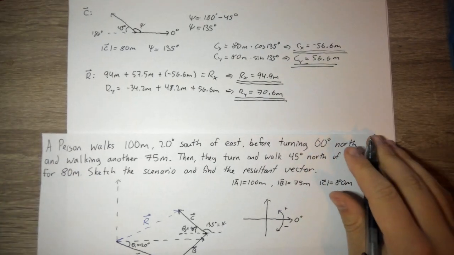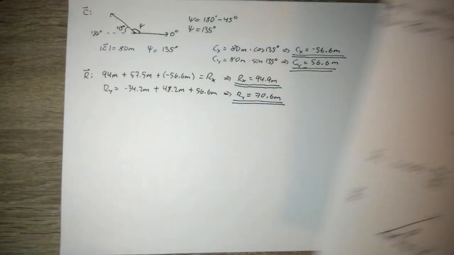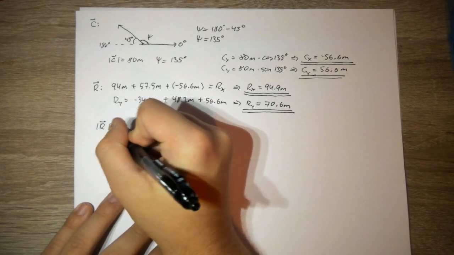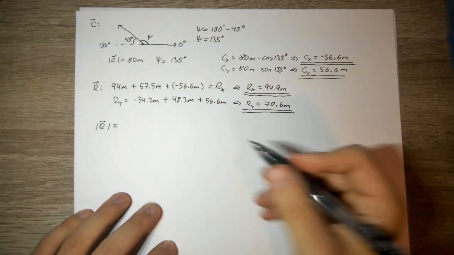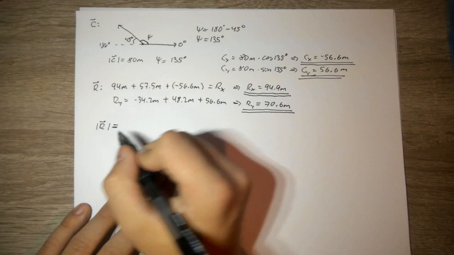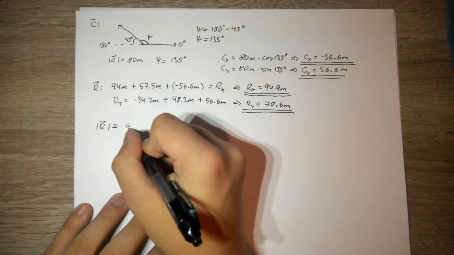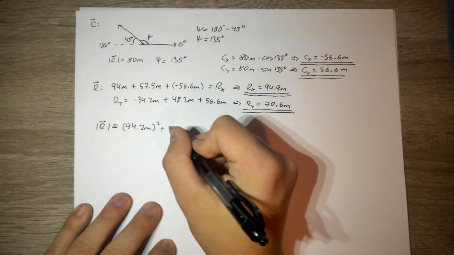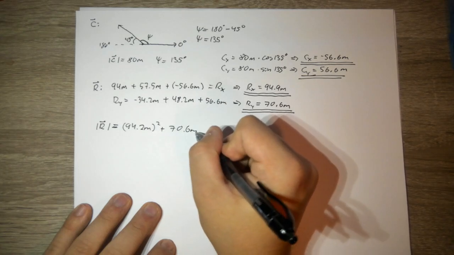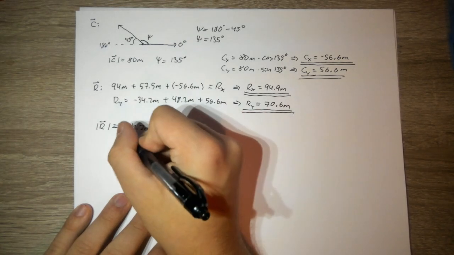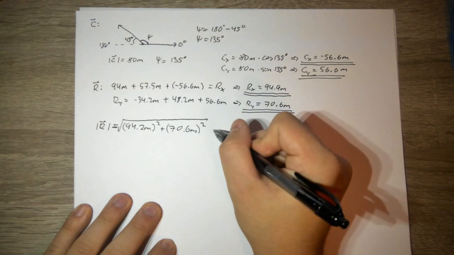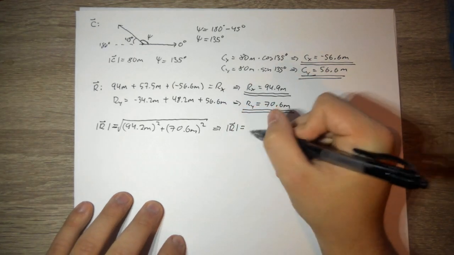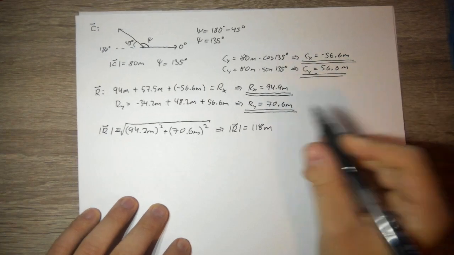Now we're getting somewhere. So now, using these, we can find the magnitude of the resultant, so the displacement, essentially, of how far the person walked, which is just Pythagorean's theorem, the square root of the two components added together and squared, like this, which comes out to a magnitude of 118 meters.